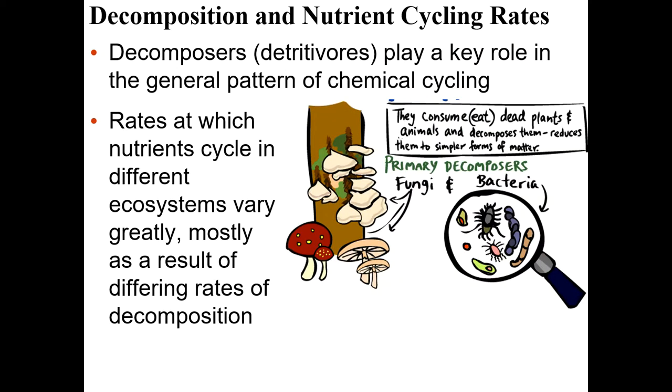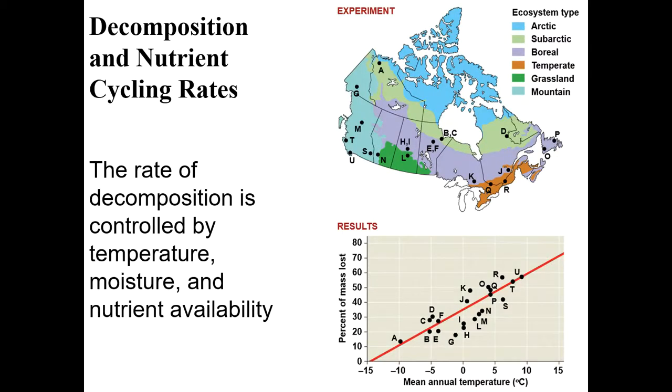Rates at which nutrients cycle are different in different ecosystems, mainly because of decomposition. And so decomposers are super important to nutrient cycling in general because they make nutrients available to plants again. Decomposition is faster with more temperature and more water.